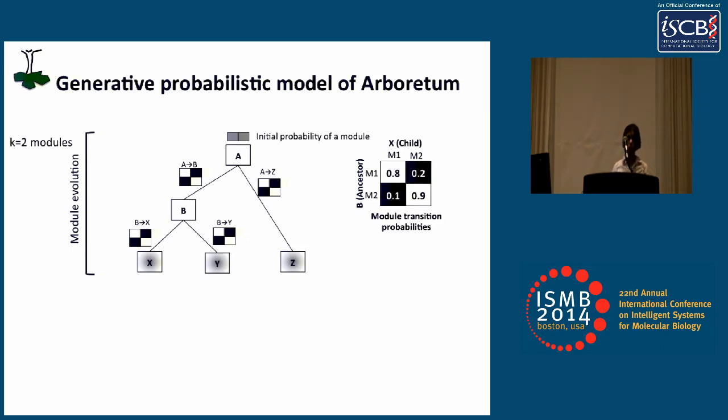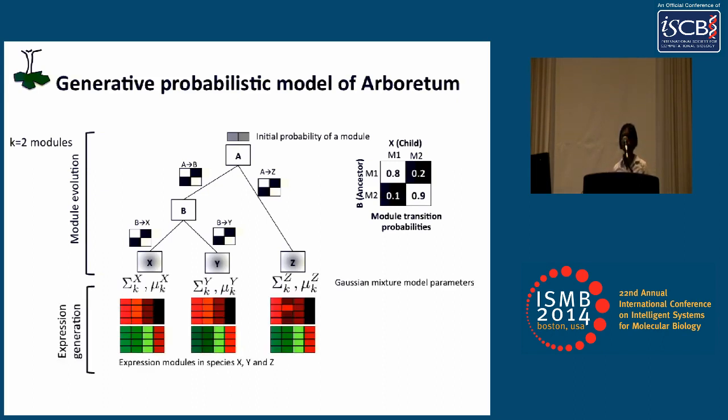So that's the module evolution part of the model. And then at the leaf nodes where we have gene expression data, we model that using a mixture of Gaussian models. So each component in the mixture is actually representing a module. So for every module, we have the mean and the variance that we would estimate from the data. So how does the process work?